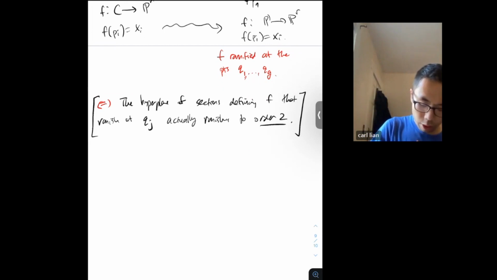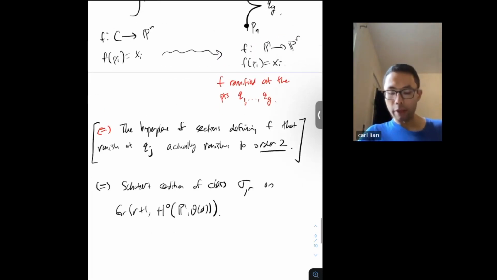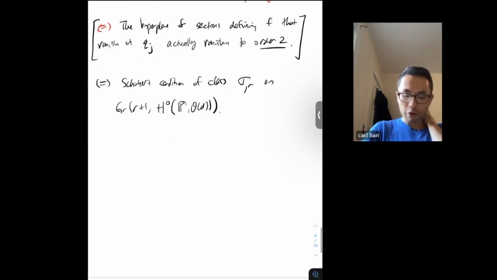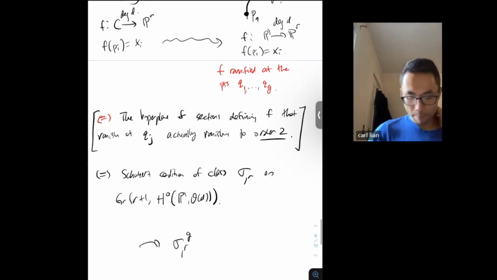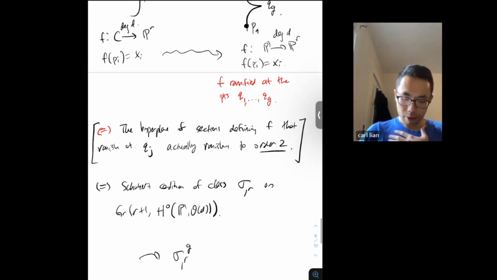This is equivalent to the Schubert condition of class sigma 1 to the R on this Grassmannian of R plus 1 planes inside the space of sections of O(D). So this is Gr(R+1, H^0(O(D))). This is where the first part of this formula comes from. This gives you the class sigma_R to the G after varying over all G of the points Qi. So this is the general idea.